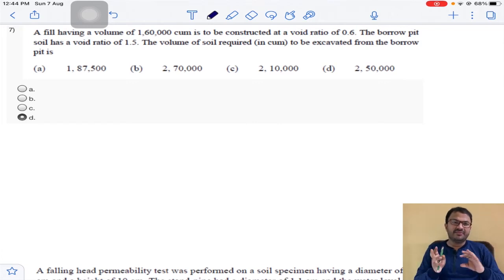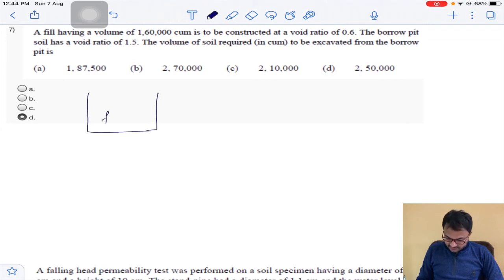So, to construct this much road, how much volume of soil has to be carried away from there? Their density will be different, because here we compact the soil to get maximum dry density. Okay, so now coming to the question.